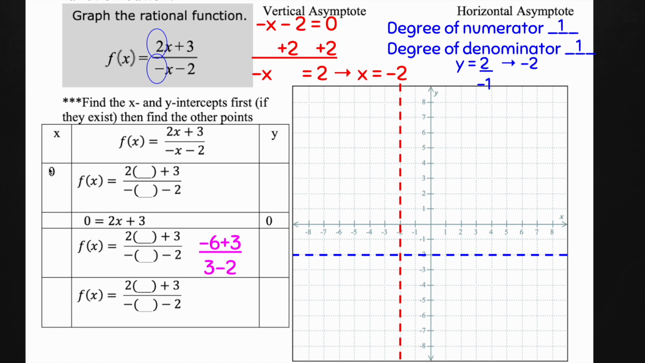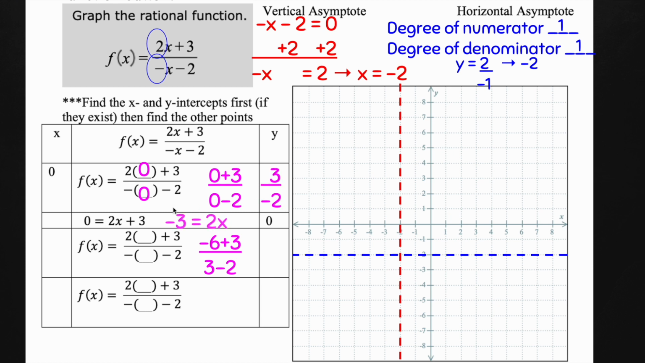All right. So if I apply 0 for x, then I'm going to put 0 in here for my formula. So 2 times 0 plus 3, and at the bottom negative 0 minus 2. Well, this becomes 0, and this also becomes 0 because negative 0 doesn't mean anything. So I just end up with 3 over negative 2.